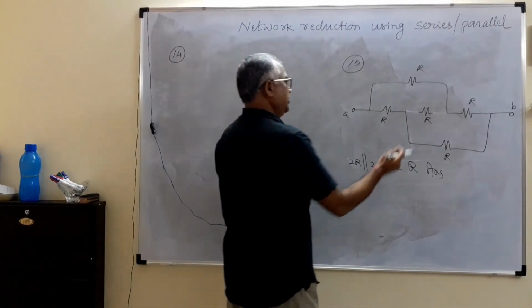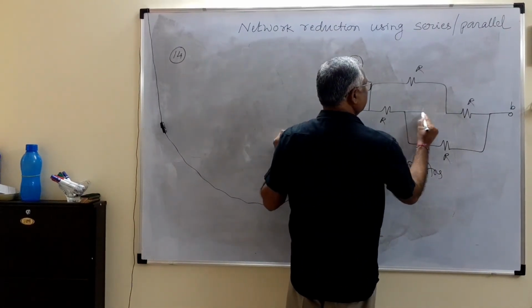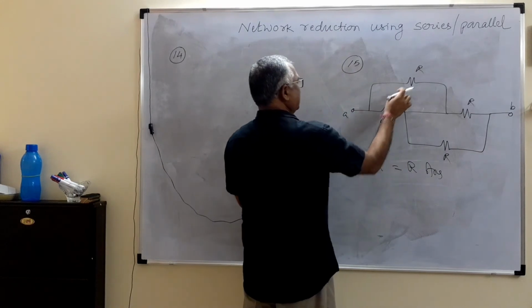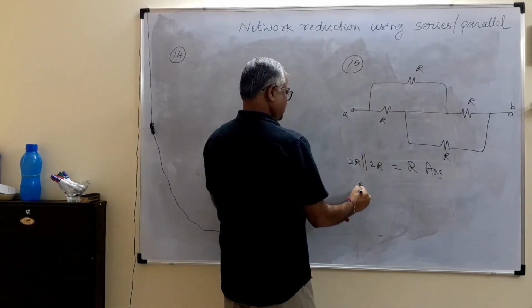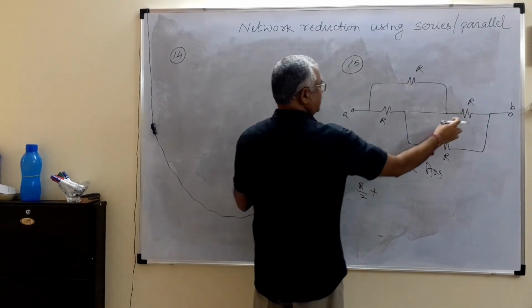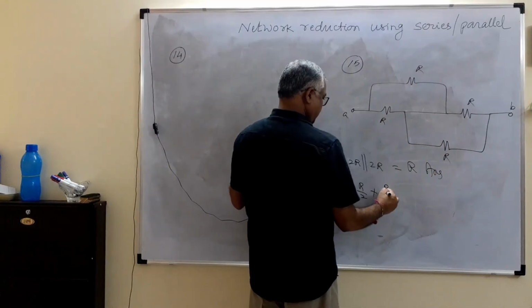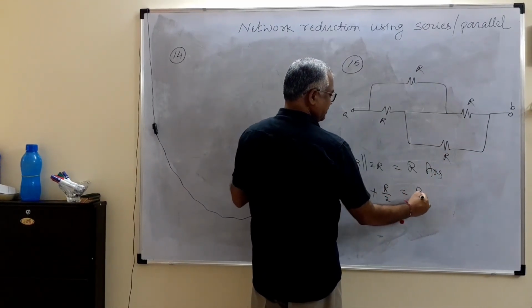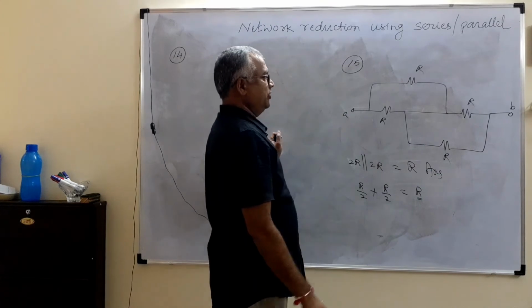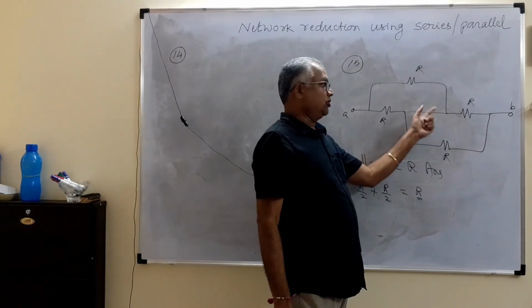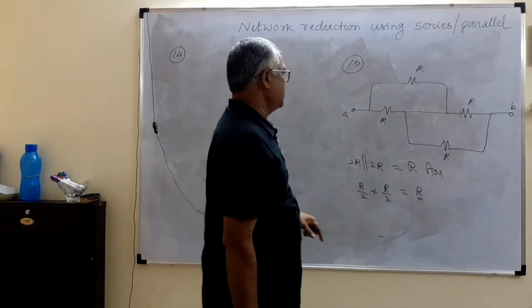You can also think like short. If it is short, these two parallel, R and R parallel is R by 2. R and R parallel is R by 2. Again same answer coming. So you have a freedom to choose either open or short when bridge is balanced.